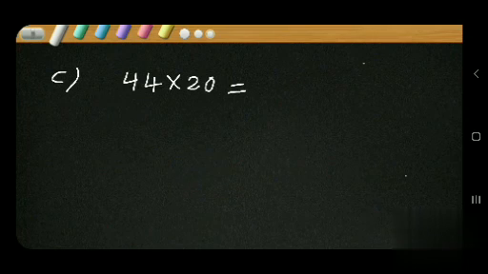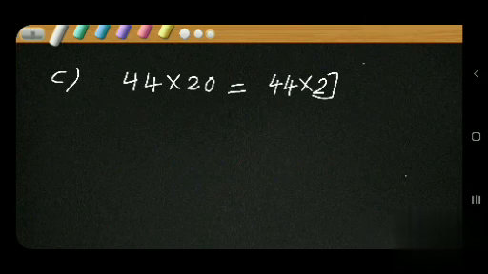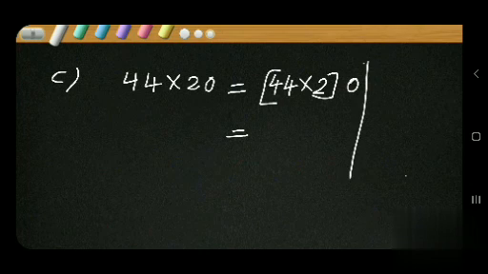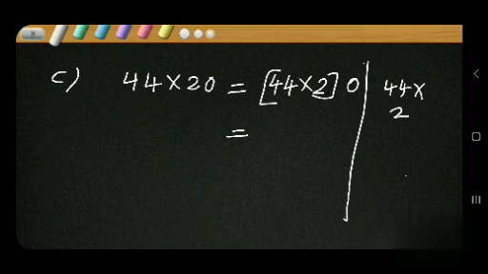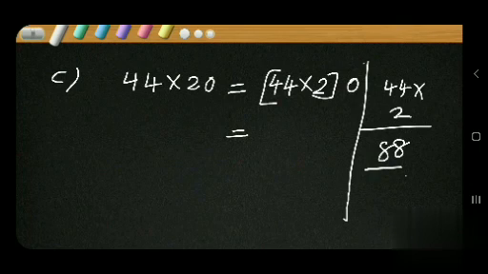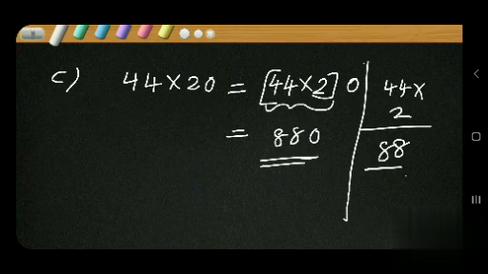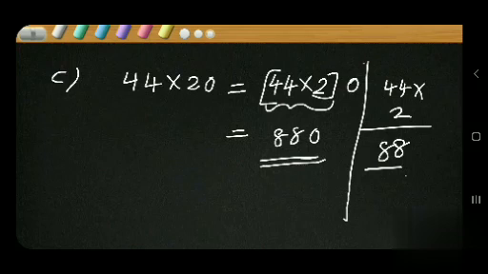Now we can write 44 into 20. How to multiply 44 into 20? For this, first we have to multiply 44 into 2, and with this product, how many zeros? 1 zero, because in 20 there is only 1 zero. Please multiply 44 into 2 in the working column. 2 4s are 8, so the answer is 88. We write 88 and 1 zero. So the final answer is 880. Got it?